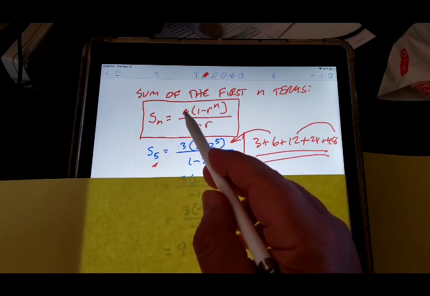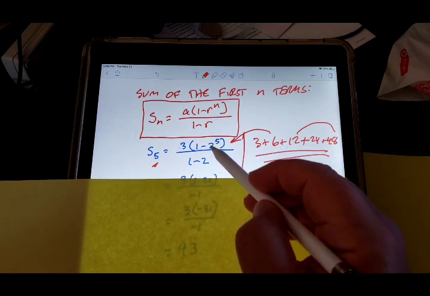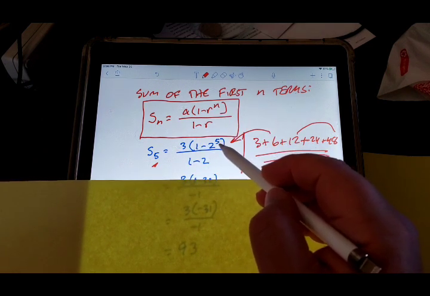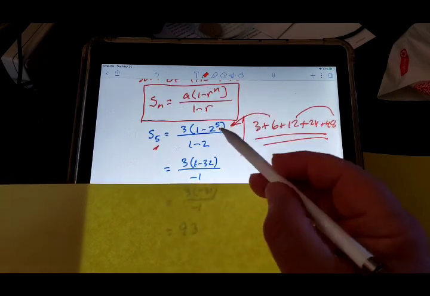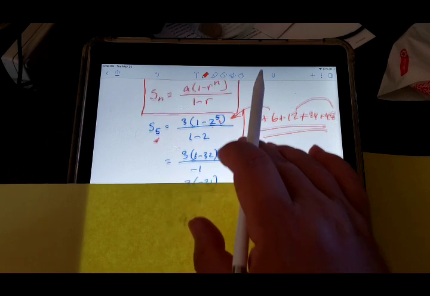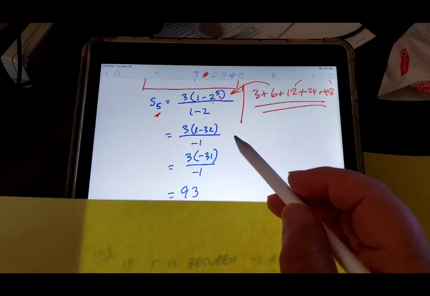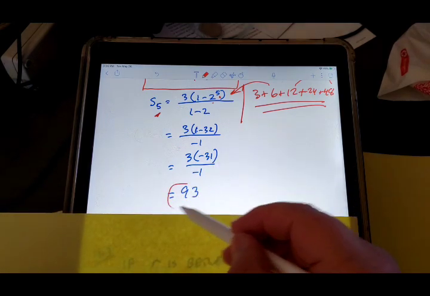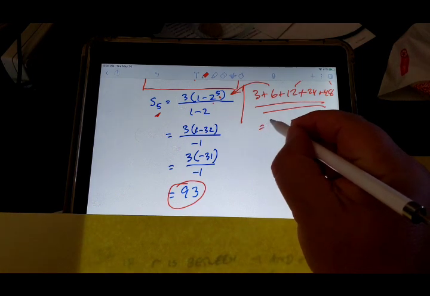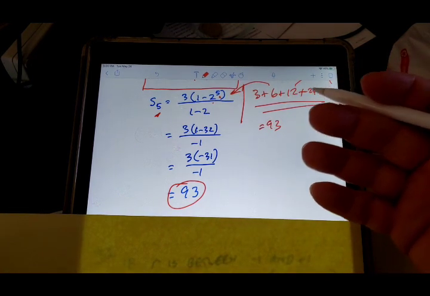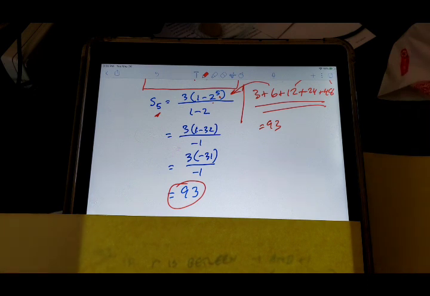And I'm just going to do my substitutions. First term, R substitutes as 2, N is 5 because there are 5 terms. And 2 to the 5th is 32, so that turns out to be 3 times negative 31 over negative 1. Negatives cancel. Yeah, I get 93, which I'm sure is the same answer I'd get if I added them together the grade school way. Now, you could add these together even if there's 100 or whatever number. You just have to step up these numbers. They get very big very quickly, but you could do that.